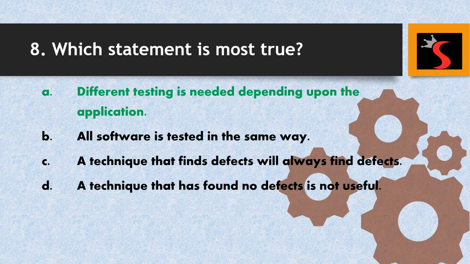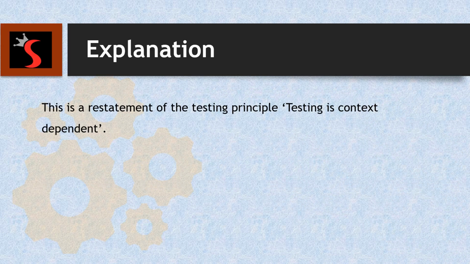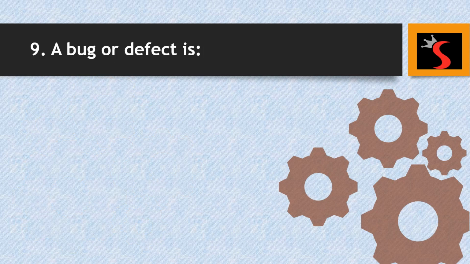And the right answer is option A. Different testing is needed depending upon the application. Explanation. This is a restatement of the testing principle. Testing is context dependent.